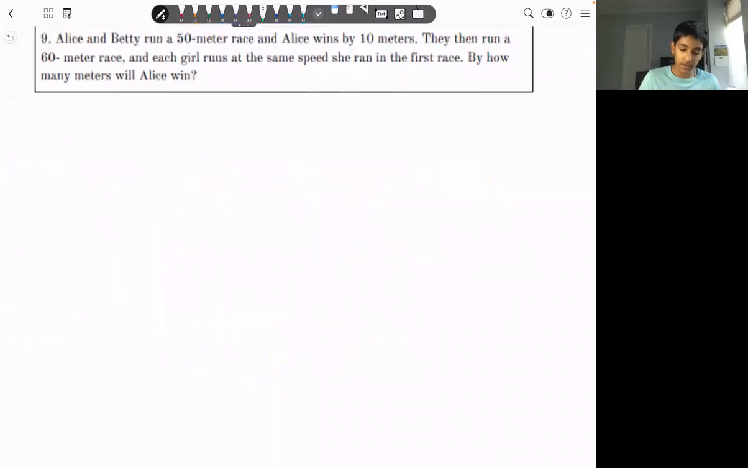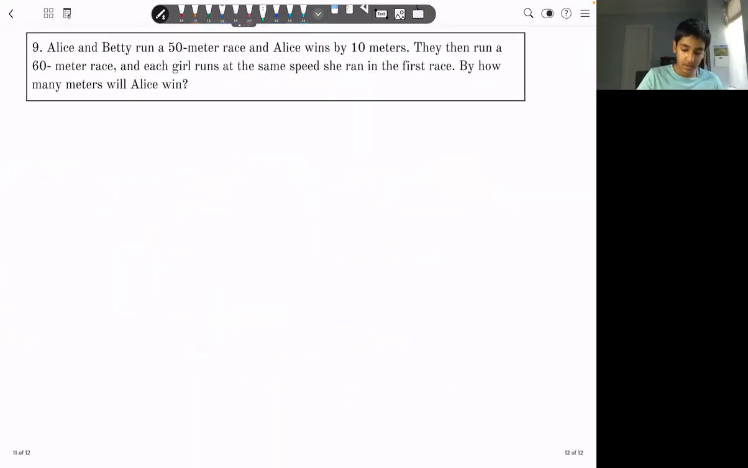Let's do number 9. We're going to spend less time on this problem, because number 10 is the harder problem. Alice and Betty run a 50-meter race. Alice wins by 10 meters. Then they run a 60-meter race. Each girl runs at the same speed as in the first race. By how many meters will Alice win?